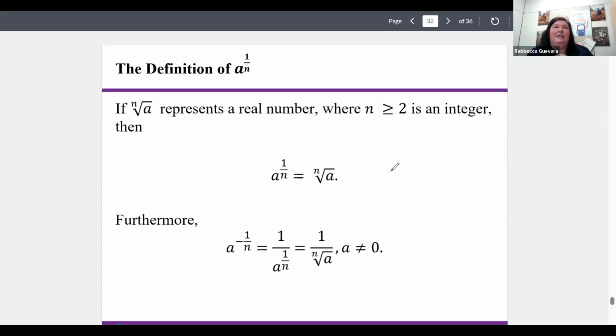So what we're saying here is that if I have 27 to the power of 1/3, that is just the third root of 27. However, if I had 27 to the negative 1/3, that is just going to be 1 over the third root of 27. So in this case, we get 3, but in this one, we'd have 1 over 3.